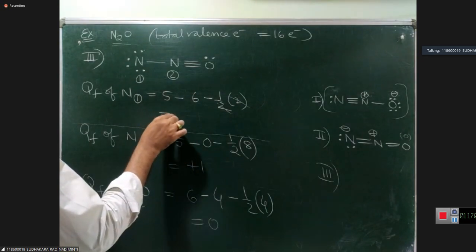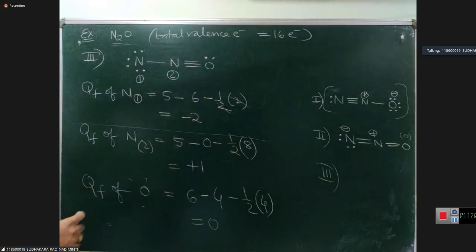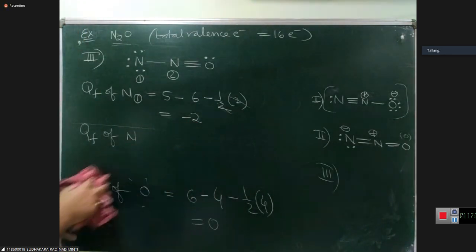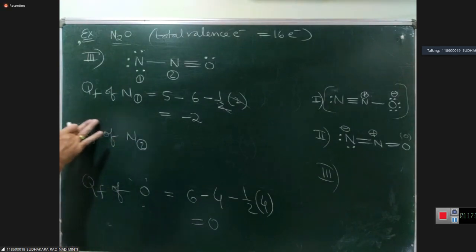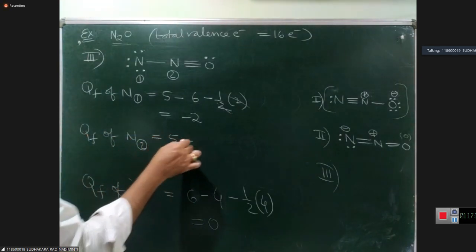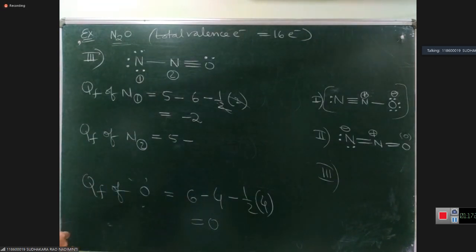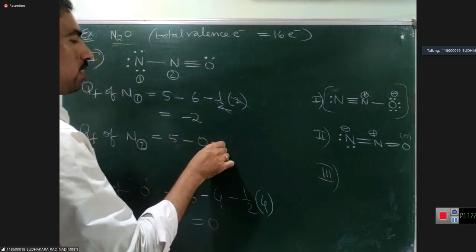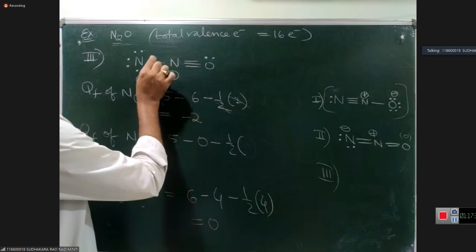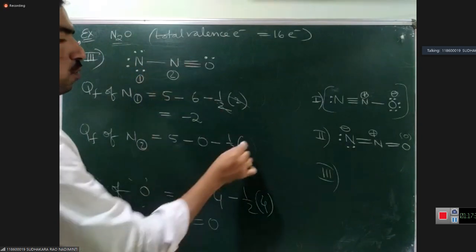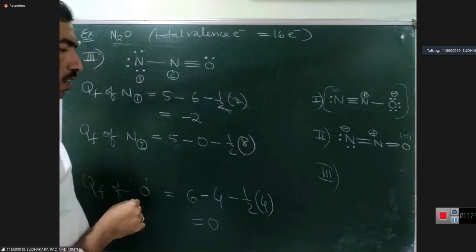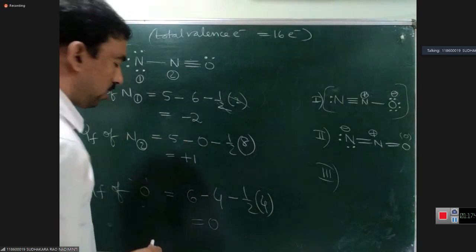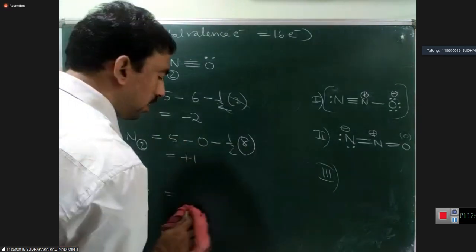So what is the charge you are getting? -1, -1, total charge is -2. So the first nitrogen carries -2 charge. The second nitrogen formal charge is equal to 5 minus, nitrogen carries no lone pairs, 0, minus half into number of electrons as bond pairs: 1, 2, 3, 4 bond pairs, 4 2s are 8. So you will get -4; 5 minus 4 means it is how much? +1.